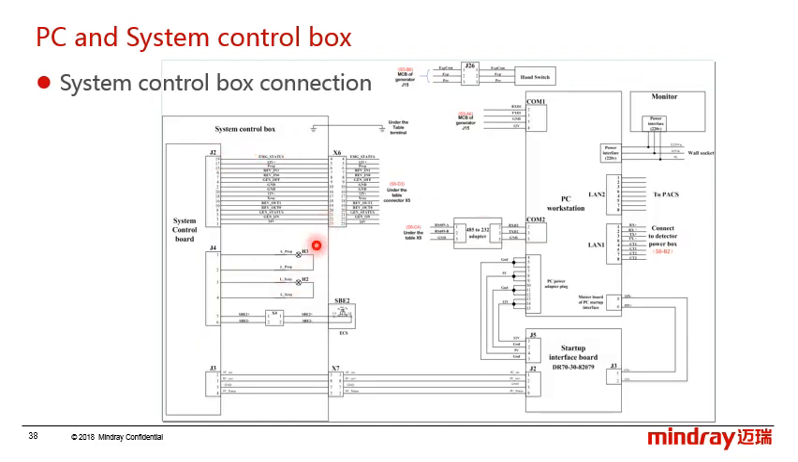This is the connection circuit between the system control box and the PC. There are 3 cables behind the control box. This one, the X6, connects to the generator for communication. The X7 links to the startup interface board in the PC to control the PC power on or off. And the last one is the ground cable.